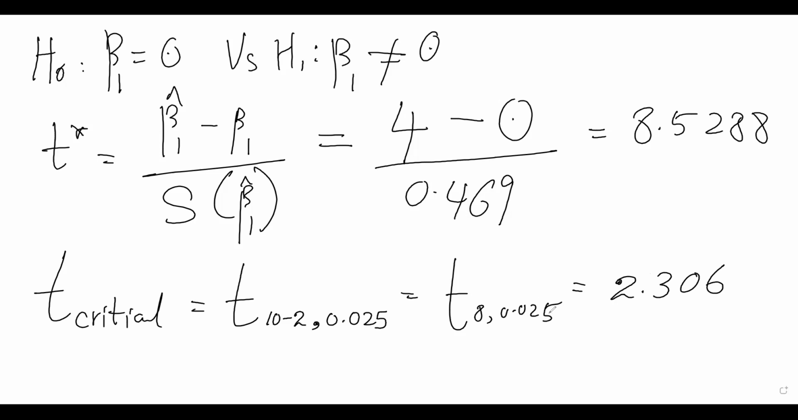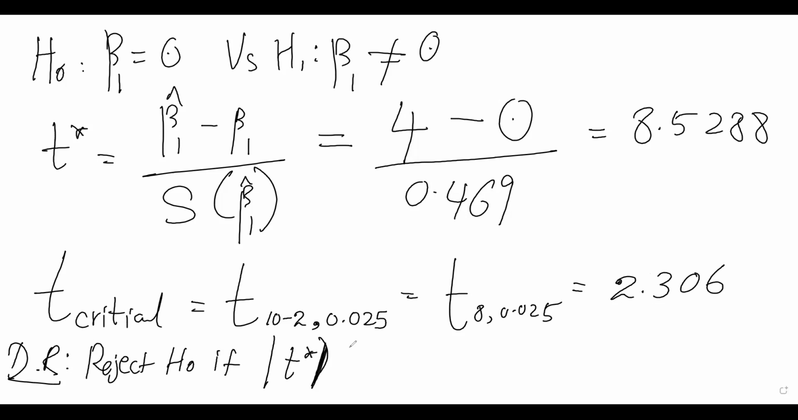Now form the decision rule, right? You have to write all these. Remember that. In case you miss the decision rule or the decision or the conclusion, you're going to lose marks. You have to specify the decision rule. What is it? Reject H0 if the absolute value of T star, the test statistic value, is greater than T critical. How did you form this? You would be wondering, how did I know this?